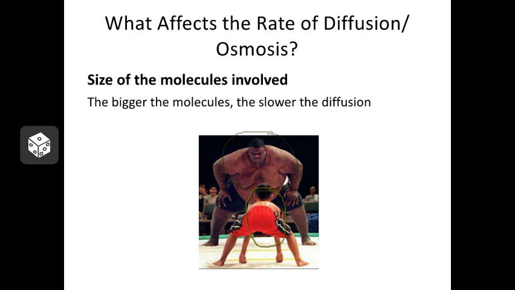If you have big molecules and small molecules, the small ones usually diffuse faster than the big ones. The big ones are a little bit slowed down. It takes more kinetic energy to get those guys moving.